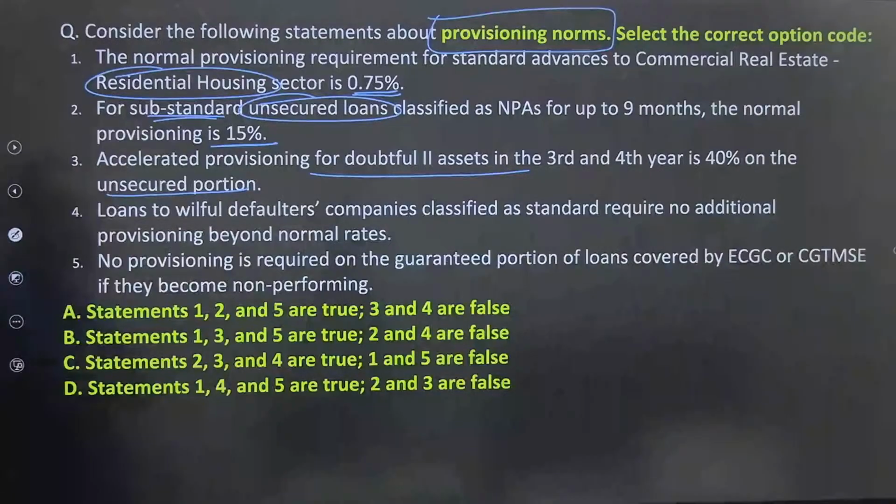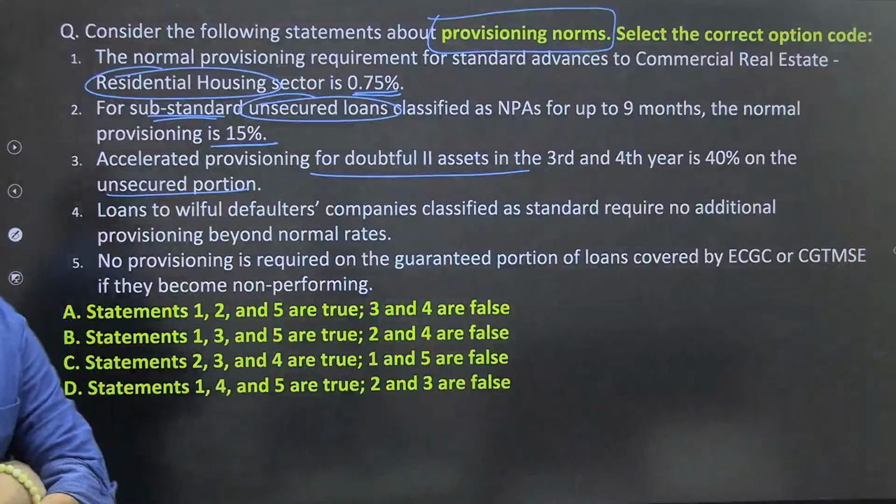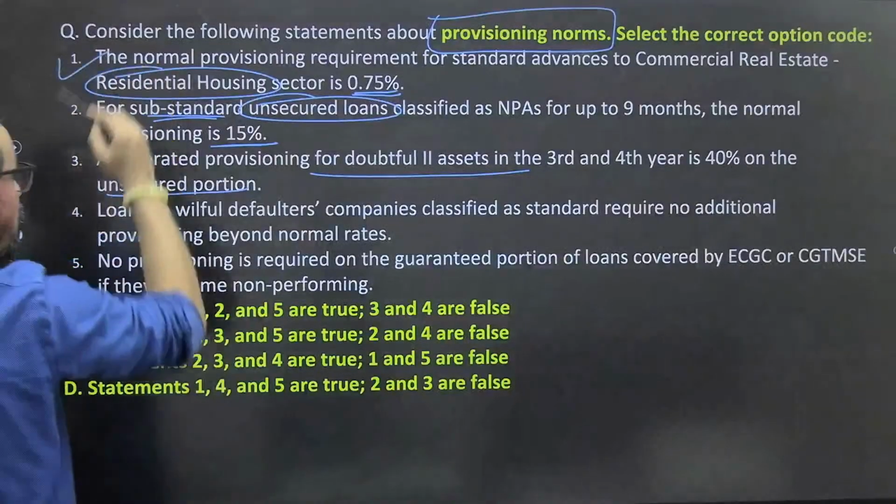No provisioning is required on the guaranteed portion of loan covered by ECGC or CGTMSE if they become non-performing. So what will be your correct answer, guys? What should be the right answer for this one? Anyone who wants to answer this question? Okay, people, see. First, this statement is true, but this is wrong.